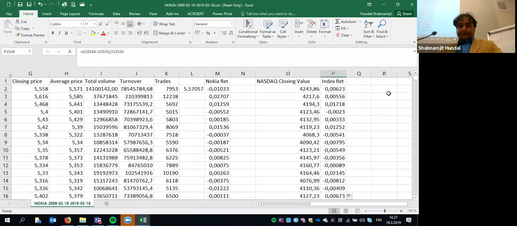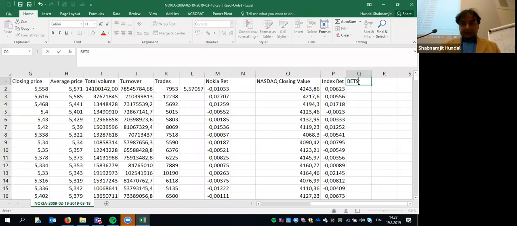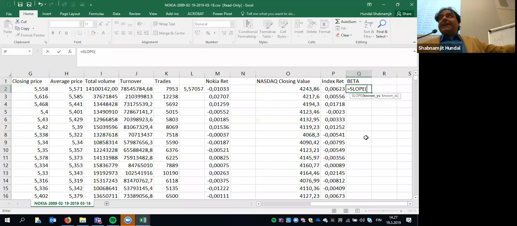So what I do here, I call it beta. Slope is equal to slope. Can you see the y values and x values? What is y and what is x? What is y? What is x? So the y should be the Nokia return, yeah? Are you with me? Y should be Nokia return.